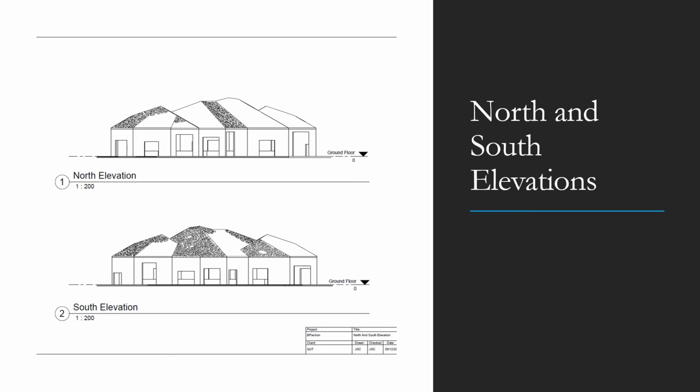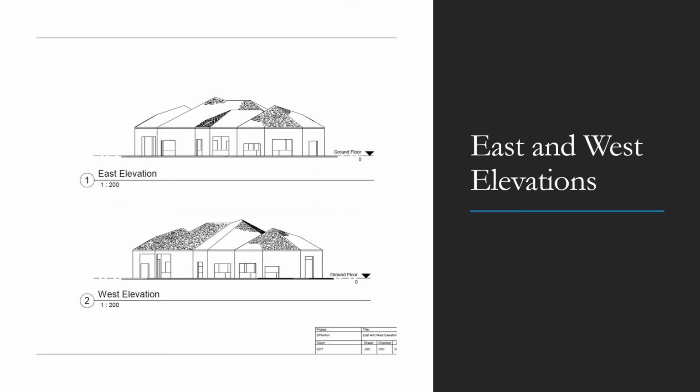The north and south elevations really show how many openings there are in the space. It also gets a good view of all the openings in the roof, which create the interesting light forms within the space. Here are the east and west elevations, which show how many openings there are in the space again and get a good view of the roof.